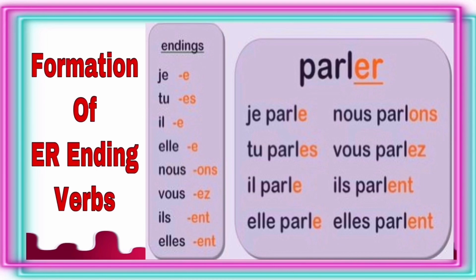Moving on to its conjugation now. First step is to remove ER. So after chopping off ER, we will be left with parl, P-A-R-L. So parl is our radical. Then we will follow the second step and we will add these endings E, ES, E, E, ONS, EZ, ENT, ENT to our radical. So that's how we conjugate a verb. I hope the conjugation of parler is clear to you.